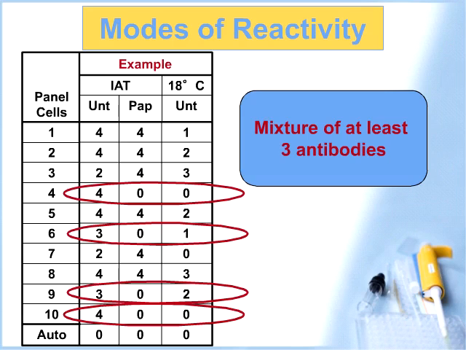And then there's something there that's reacting at 18 degrees. And I think it's different to the one that is papain sensitive. If you look at cell 4, it's a strong reaction, but there's no reaction at 18 degrees. If you look at cell 6, it's a weaker reaction, but there's a reaction at 18. So it looks like it's a different antibody because the strength isn't comparable.